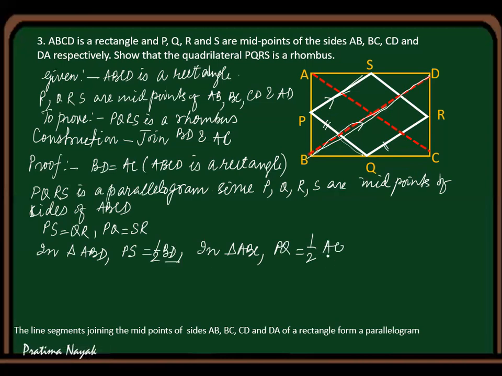And BD is equal to AC. So half of BD is equal to half of AC. So from 1 and 2, I can write PS is equal to PQ. So when adjacent sides are equal, it is a rhombus. So PQRS is a rhombus.